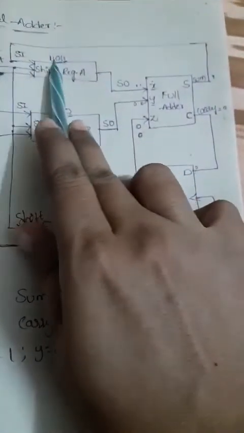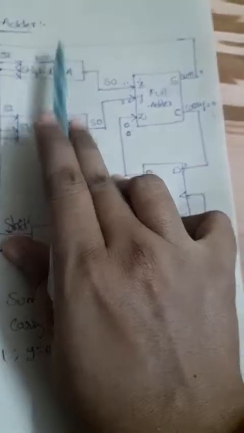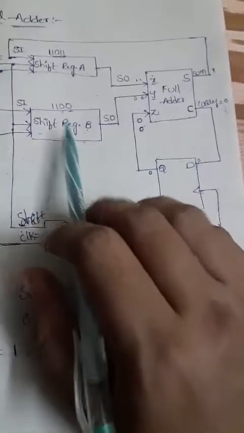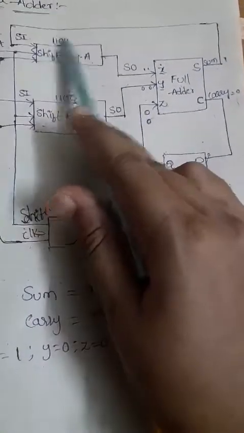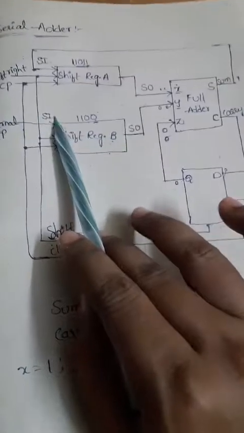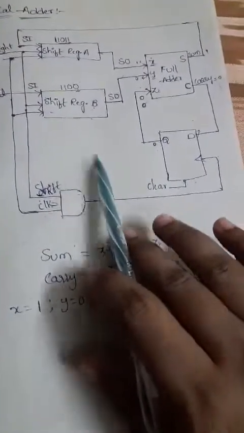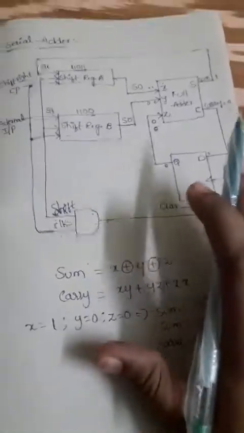Okay, so if we consider a 4-bit register, then we take 4-bit information here. That means 4 clock pulses will be required to complete the addition of 4-bit values. For example, if you are taking an 8-bit register, then you have to take 8-bit information, and for the addition of 8 bits, you require 8 clock pulses. So the process goes like this, and continues until we complete the addition of A and B bits.